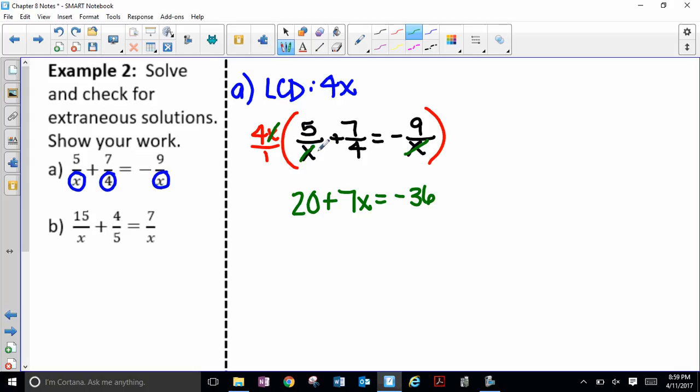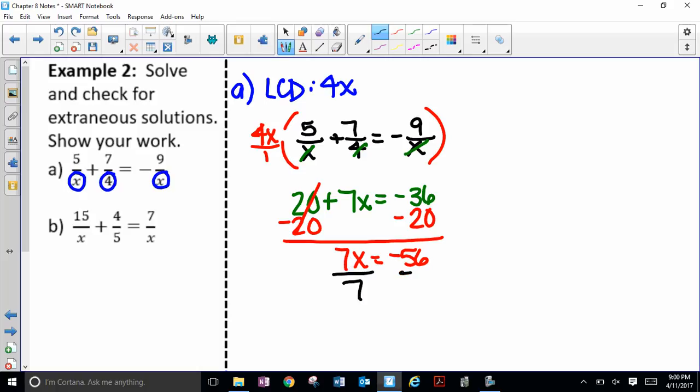Okay, so all of the denominators ended up canceling with some part of this LCD every time you multiplied it. So now we're left with this. All right, so now it's an easy equation. This is an easy algebra 1 equation. So now solve. So we would minus 20. So 7x equals negative 56. Divide by 7. X equals negative 8.